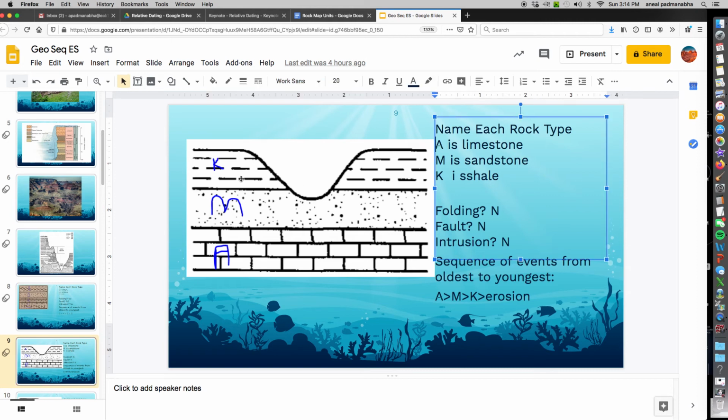So A is limestone, then you have sandstone, then K is going to be, I don't know what happened here, is going to be shale. Maybe hit something there. Oh, it is shale.